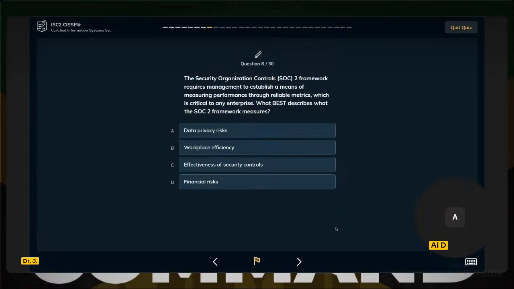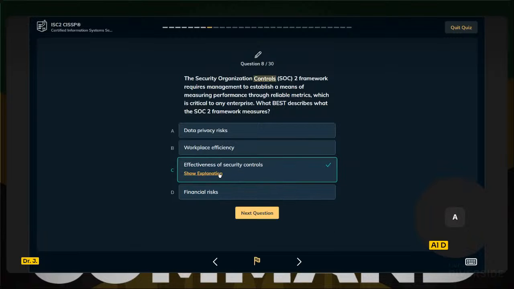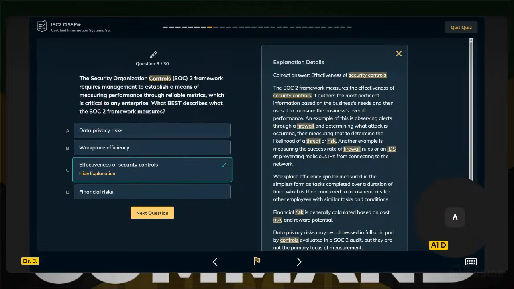All right. The Security Organization Controls or SOC 2 framework requires management to establish a means of measuring performance through reliable metrics, which is critical to any enterprise. What best describes what the SOC 2 framework measures? I think that's C, the effectiveness of security controls. Yep. SOC 2 measures the effectiveness of security controls.